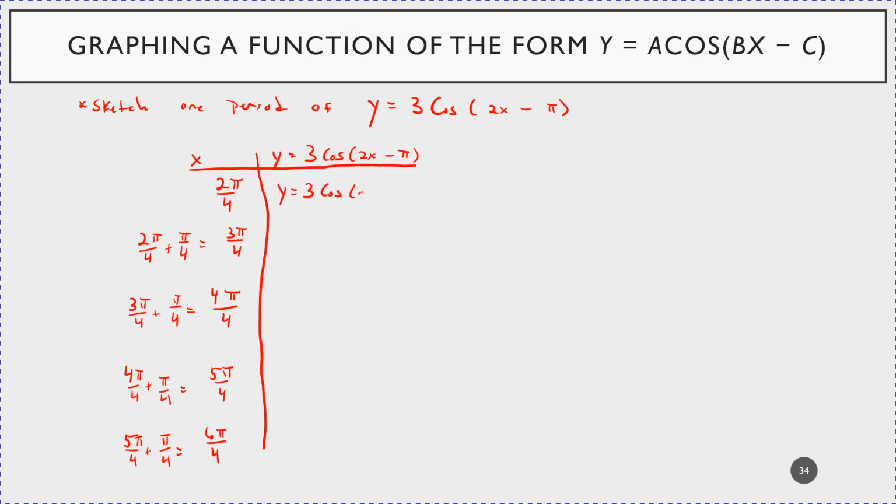So this becomes 3 times cosine of 0, which is 3 times 1, which is 3. That's why, once you set up these, you can just immediately go 0, pi over 2, pi, 3 pi over 2, 2 pi. If you plug in 2 pi into this, 2 pi over 4 times 2 gets me 4 pi over 4, which is pi. Pi minus pi, 0.